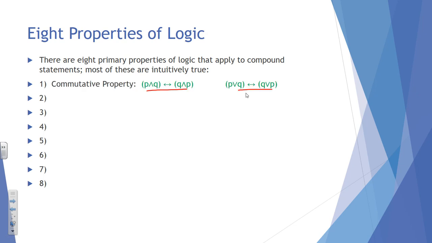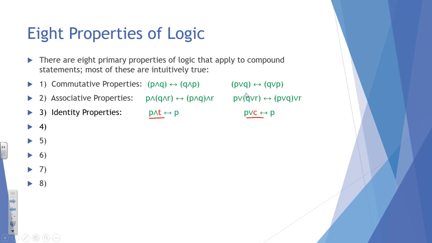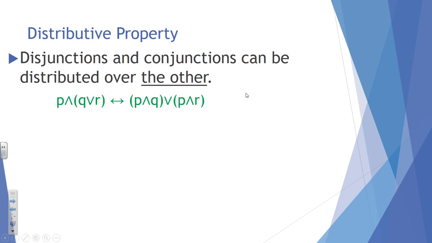In part 1, we showed that the commutative property is true for conjunctions and disjunctions, that the associative property is also true for conjunctions and disjunctions, and 2 particular identity properties. We're going to move on to our 4th property, which is called the distributive property. Now, you've used the distributive property in algebra before, where you can distribute multiplication over addition. That's similar to, but not quite the same as the way the distributive property works for logic.